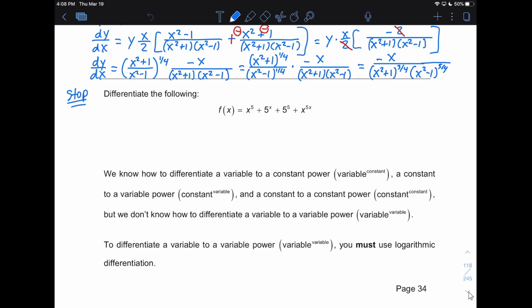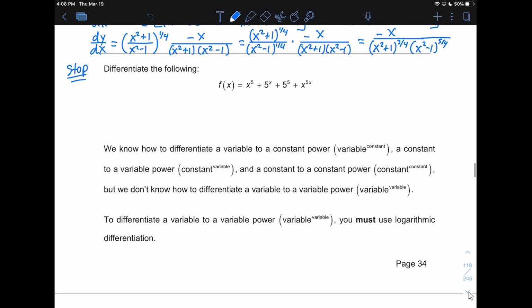In section 3.6, derivatives of logarithmic functions, we left off here and we want to find the following derivatives. So if I do f prime of x, the first one, that derivative would be 5x to the fourth, and then plus, the next one would be 5 to the x times the ln of 5.